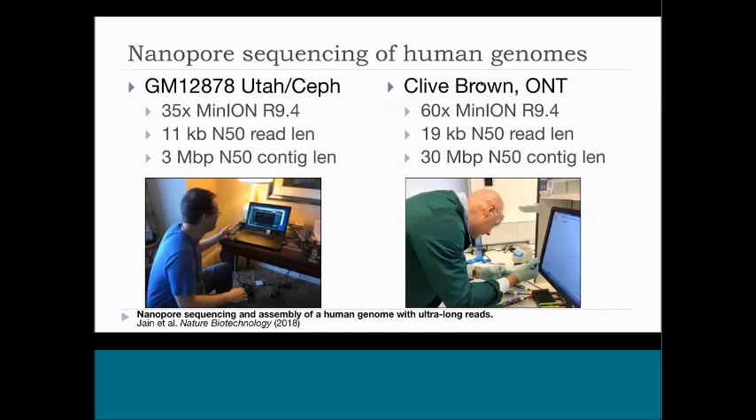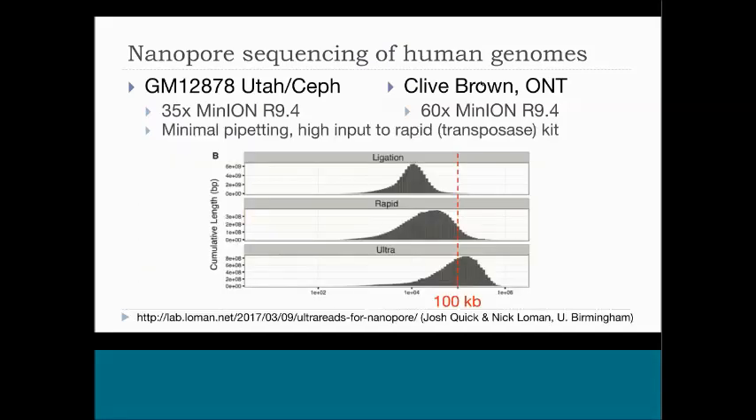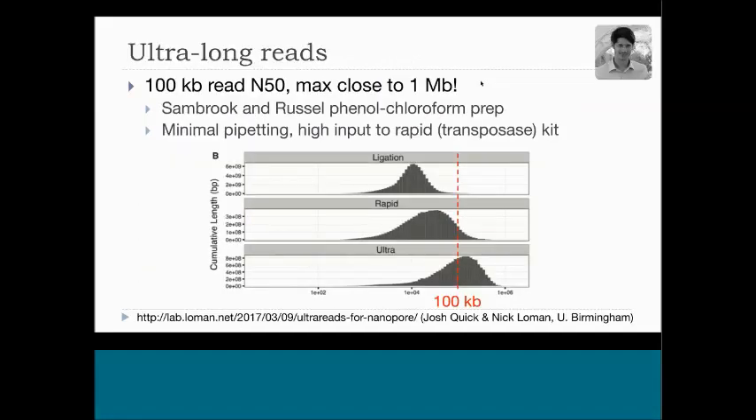Now, the caveat here is I'm not really showing the results for the ultra-long reads. That was on the standard sample preparation. If you include these ultra-long reads, which I'll show on the next slide, even just 3 to 5x additional coverage of those very long reads doubles the N50 contig size in this case of the AGBT sequencing room. And the protocols for this were really developed by Josh Quick and Nick Loman at University of Birmingham, who have been drivers of sample preparations onto the nanopore to get these extremely long reads.